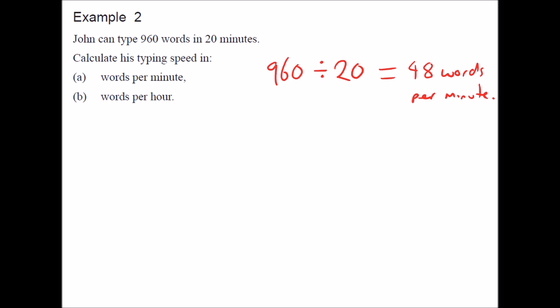Now, calculating words per hour seems a little bit tricky, but it's not, because we can use our previous answer to help us. So we're saying here that we've got 48 words being typed in a minute. So if I want to know how many words are typed per hour, well, I've got to take that answer and multiply by 60. So all I need to do for part B is to get that answer, words per minute, and then multiply by 60 to get words per hour.